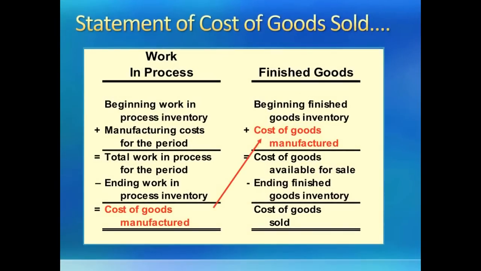Here, we take cost of goods manufactured from work in process account into the finished goods account, just like we did in T accounts, and then we add beginning finished goods inventory to it. Adding together, we get cost of goods available for sale. Once we subtract ending finished goods inventory, we would get cost of goods sold. This cost of goods sold would then be transferred to income statement, as you have been seeing.